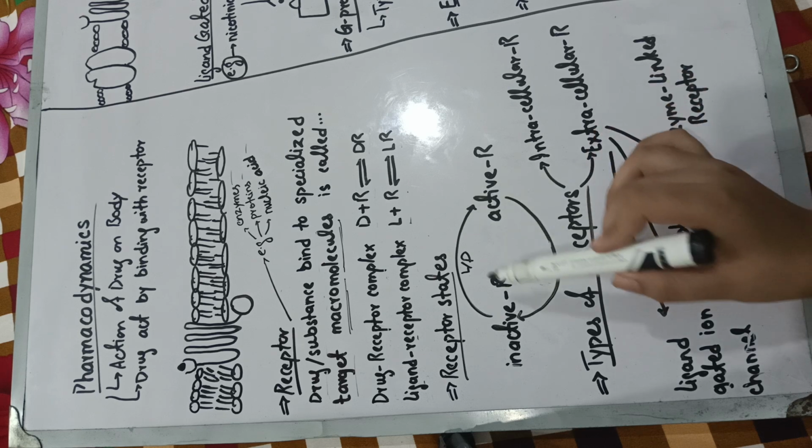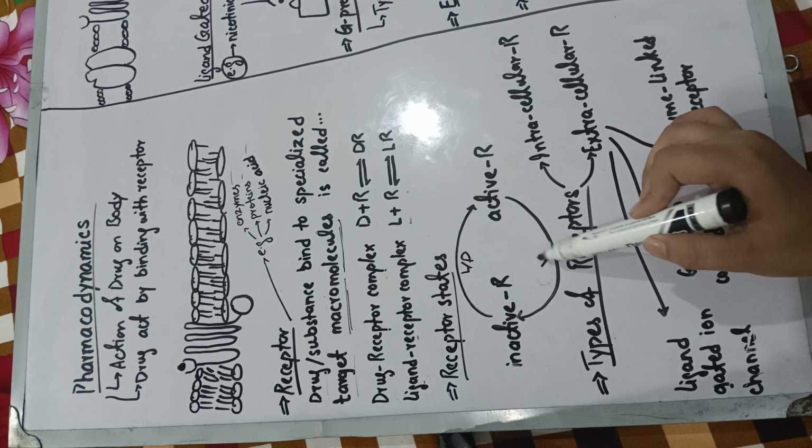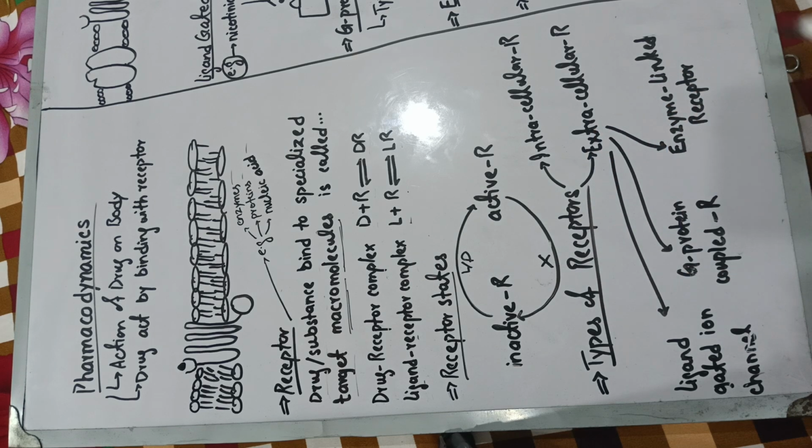And whenever your drug or ligand is removed or moves outside or gets detached, then it will again convert itself into the inactivated form. So these cycles change in your body, and various kinds of functions or metabolism happen inside your body. So let's first discuss what the types of receptors are, then we will also discuss what types of ligands are present in your body.